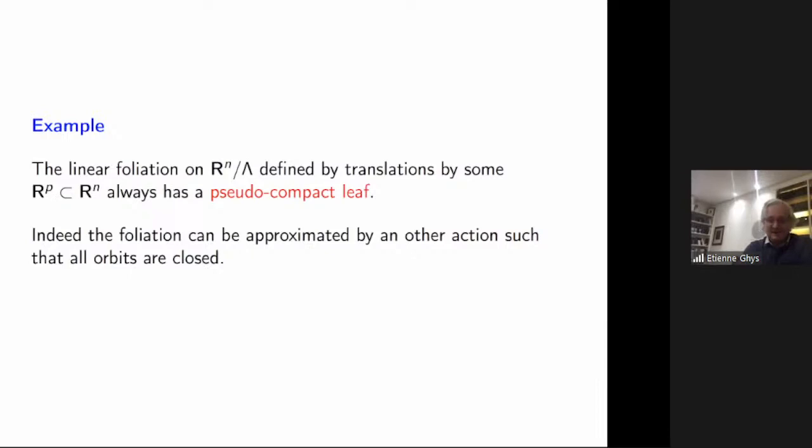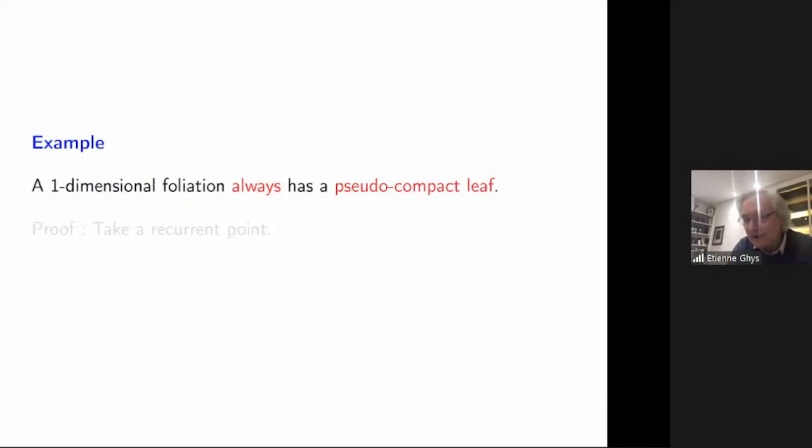Another example is this. If you take a one-dimensional foliation on any compact manifold, of course, it always has a pseudo-compact leaf, because you can take a recurrent point, and the recurrent point is not quite a closed leaf, but in a flow box close to the original point, you just slightly change the direction of the flow to make it closed. This comment is much more elementary than the closing lemma for vector fields. Any recurrent point gives a pseudo-compact leaf. So we have the example of linear actions and the example of one-dimensional foliations. They all have pseudo-compact leaves.